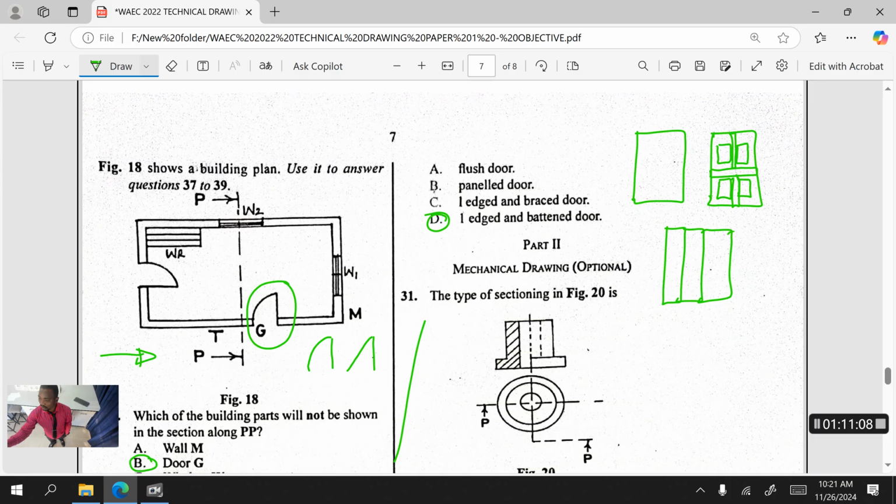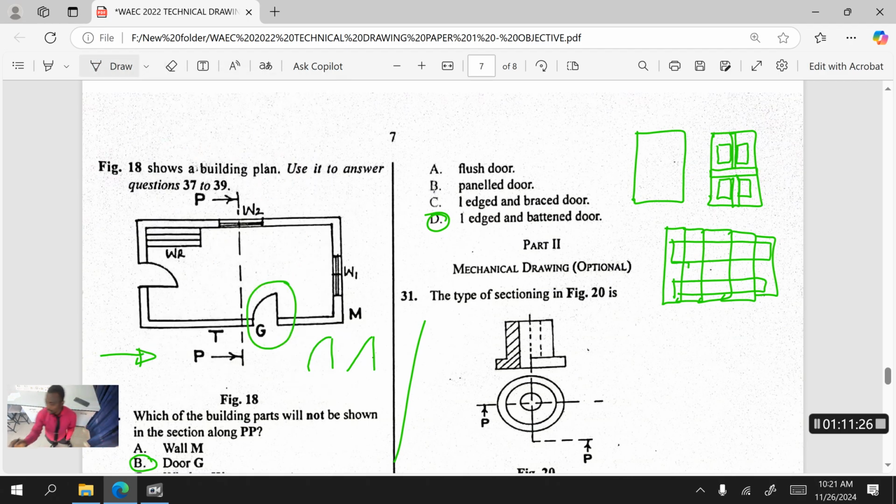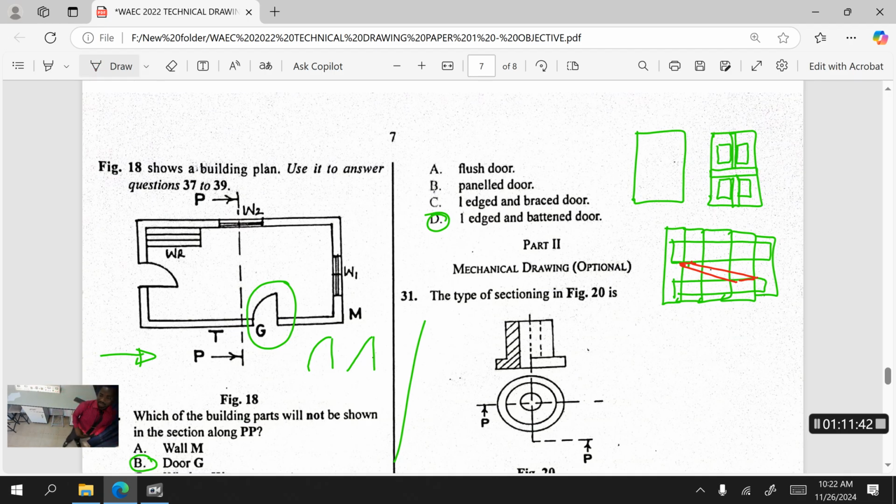If it is ledged, it's going to be like this, ledged, and there should be bits in there like this. Then they are going to brace it. This is what we call a bracing. Let me use another color for that. You understand what braced means. So when we have braced, it should go this way, like this. When you have a door like this, that's braced. In coming questions, they might ask you about braced.